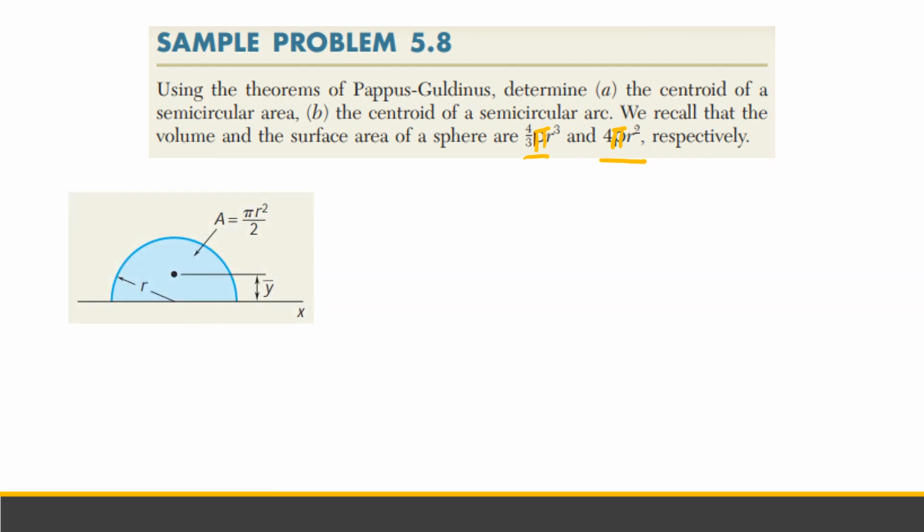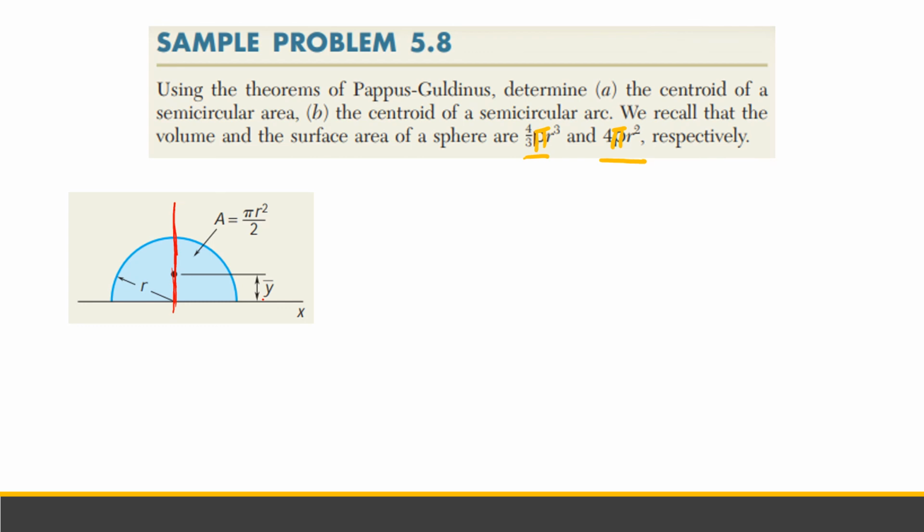So for a semicircular area, we have area is equal to pi r squared over 2. Since semicircular siya, divide natin ng 2, and yung center natin is somewhere at a distance y bar from the x axis. So wala na tayong x bar, kasi yung centroid natin is sa gitna, sa symmetry nila.